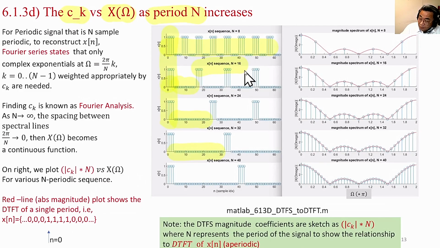So what happens is that as this period becomes larger and larger, with the on period remaining the same, there's an interesting relationship between Ck's and X(omega). On the right hand side is the frequency representation for different N. And remember that in the frequency representation, the x-axis is from 0 to 2 pi. So all of this is from 0 to 2 pi.